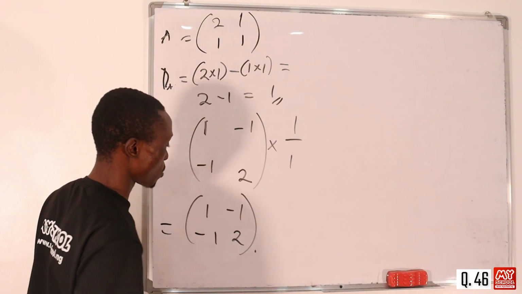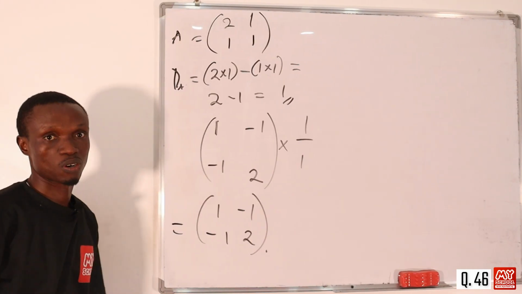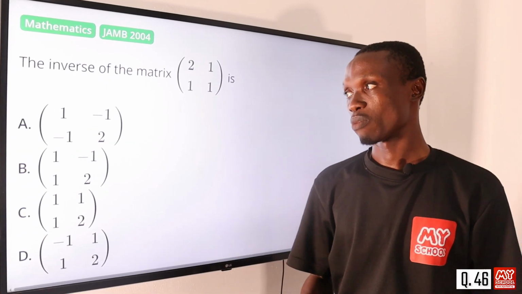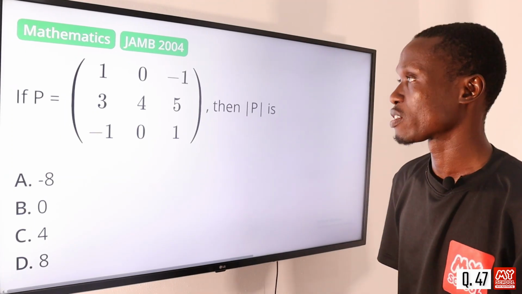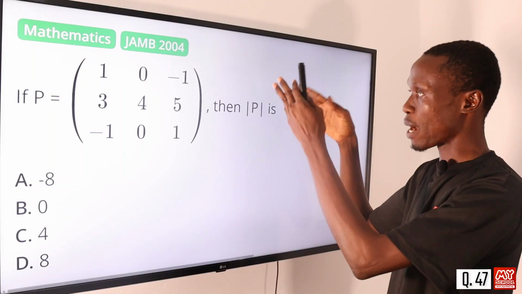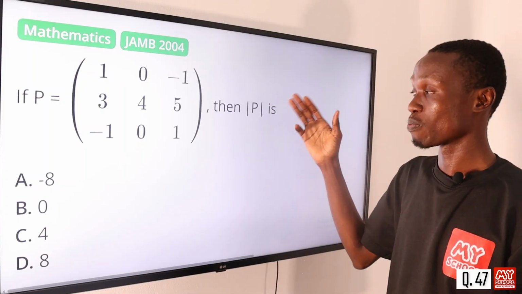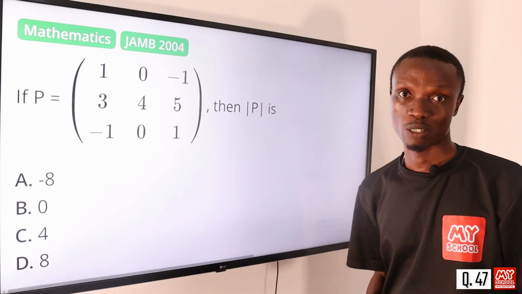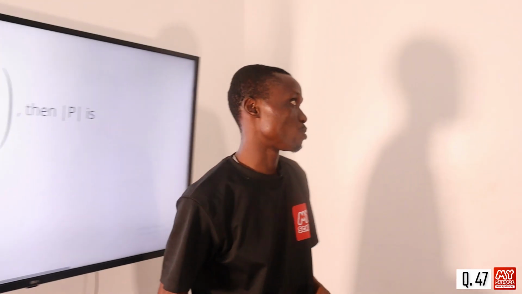Let's return to the screen to pick the correct answer to this question, and that is option A, 1, minus 1, minus 1 and 2. Question 47. If matrix P has this element, the double bracket or double line means determinant. So basically they're asking us to find the determinant of matrix P. Let's move over to the board to do that.